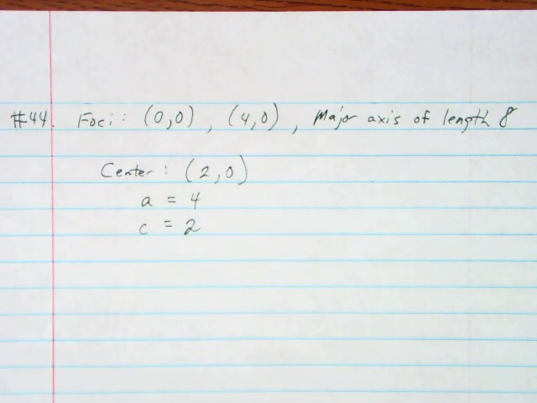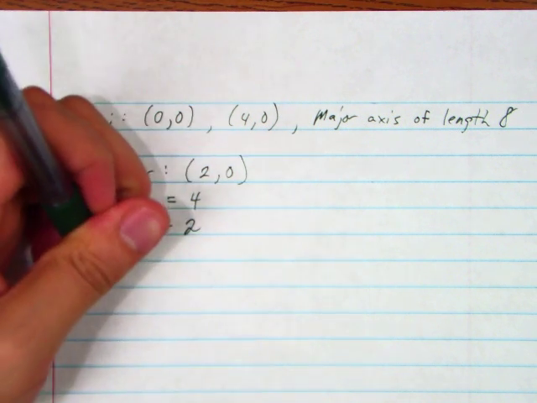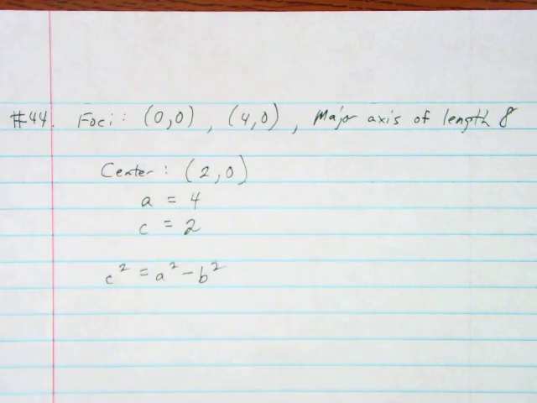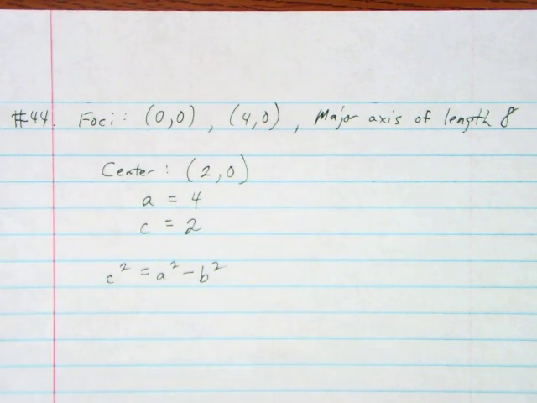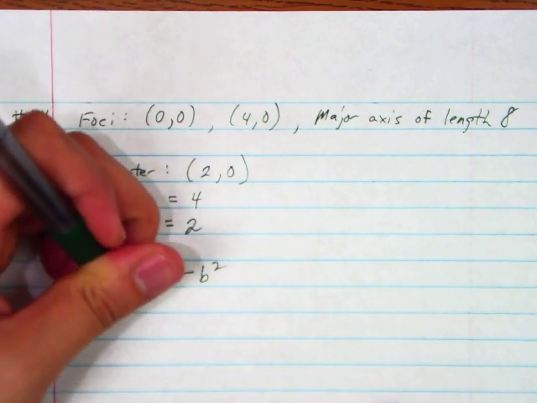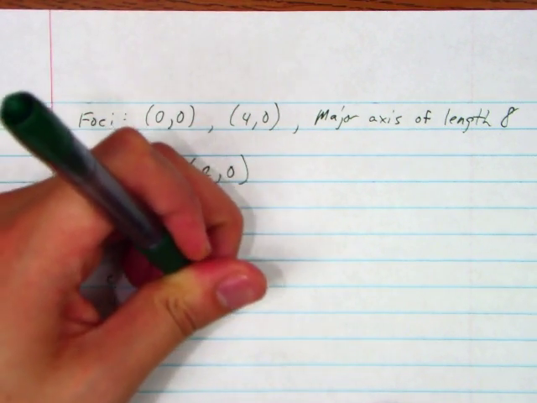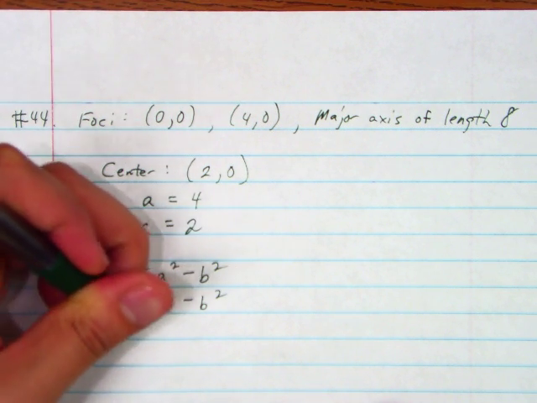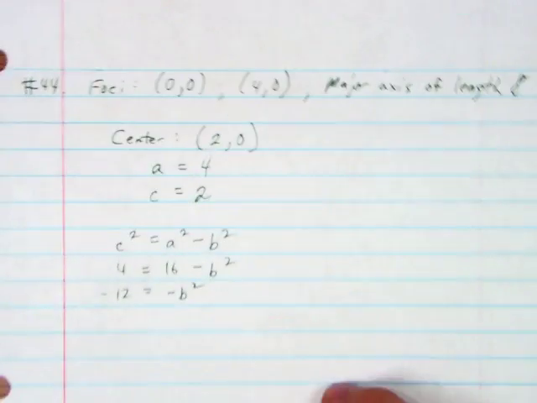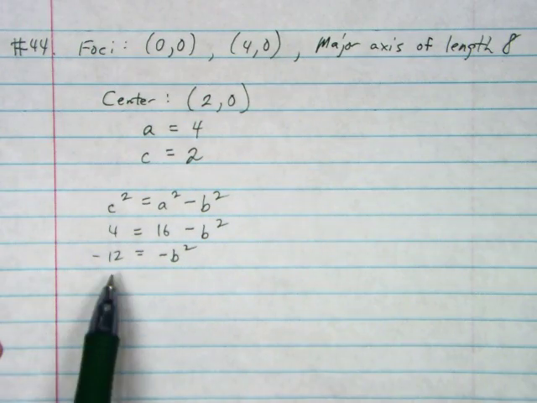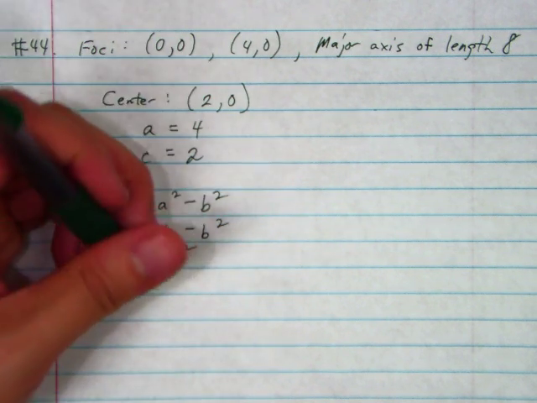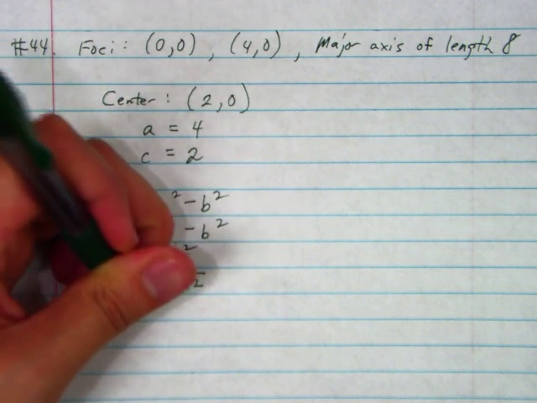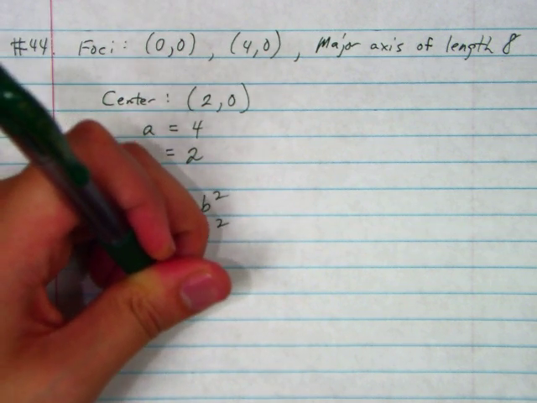So now I could determine the b value. Again, c squared equals a squared minus b squared. Since a is bigger than b, in this case, 4 equals 16 minus b squared. Okay, I can subtract 16 over here. I can divide by -1, so b squared is 12. So b equals plus or minus root 12. Let's reduce that, so that's plus or minus 2 root 3.